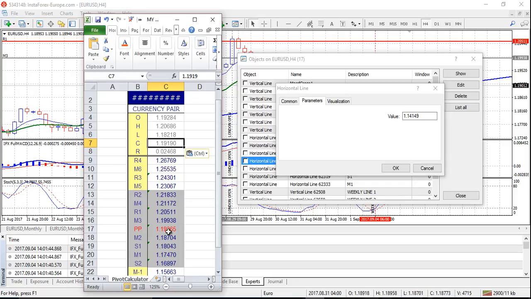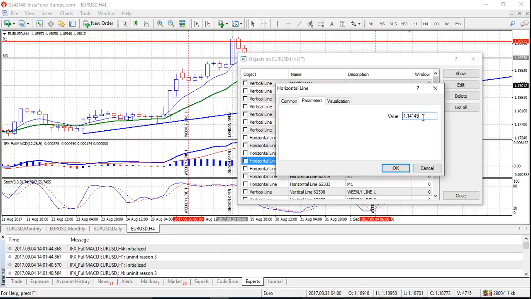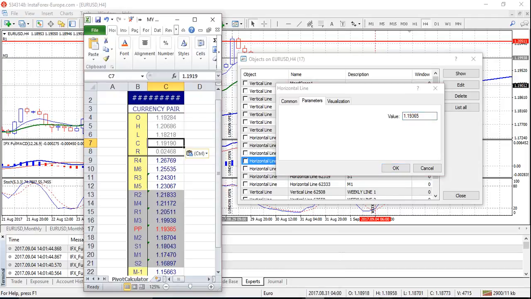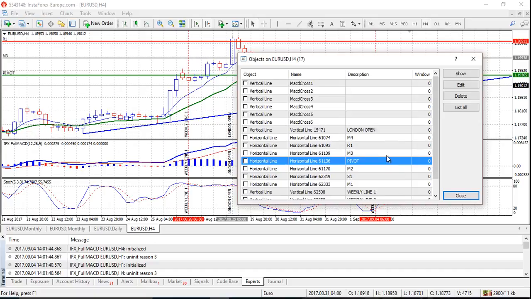The central pivot point is 19365. I went out here, 19365. Let me compare that. 19365. So the next one is M2.